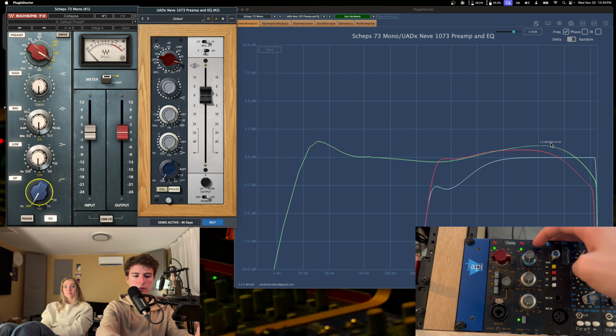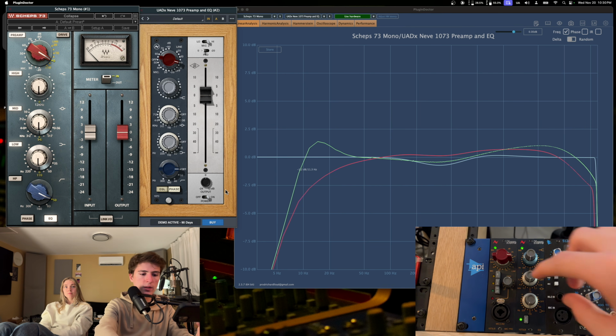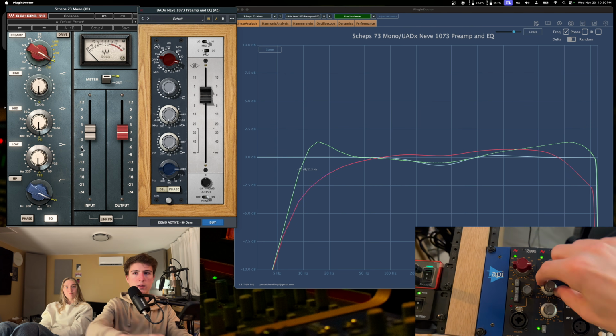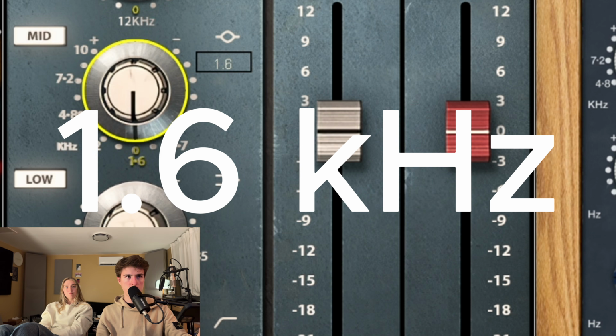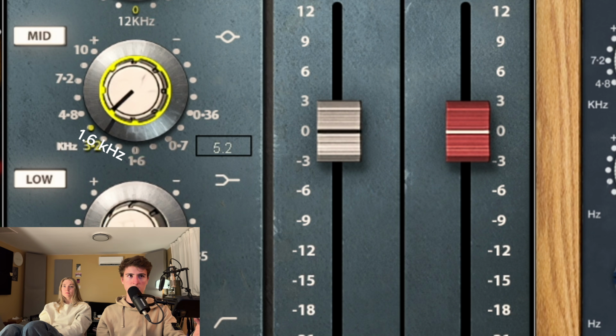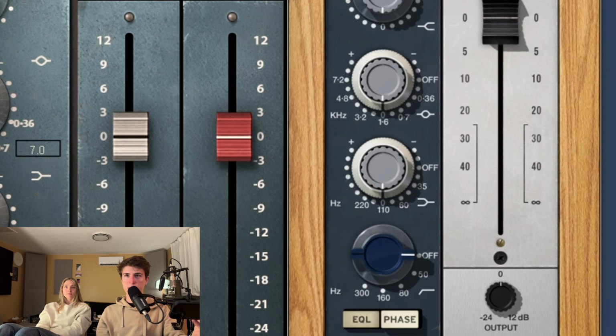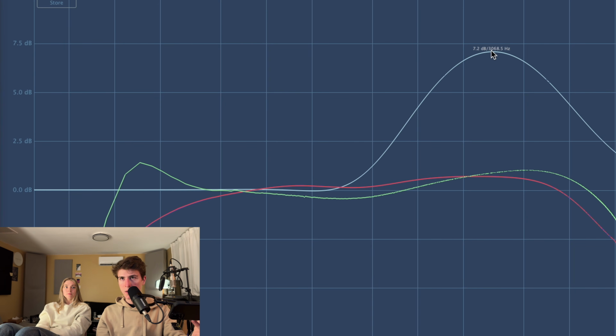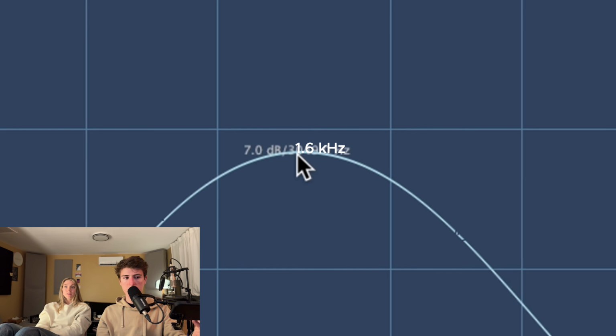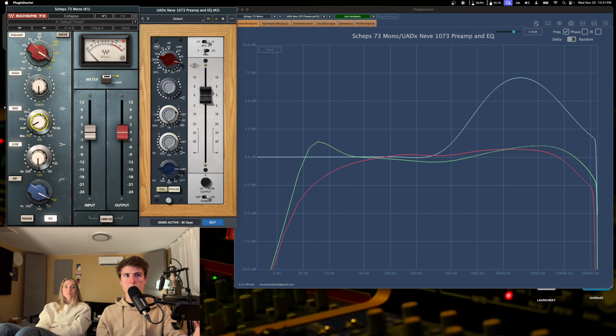So let's turn off the filters. Okay, mid boost. Let's go back. Let's do the waves first. So let's go to 1.6 kilohertz. In the waves one, we get a number here. See, it says 6.3. Let's see if that's accurate. So that says 7. Yeah, that's pretty accurate. It's 7.